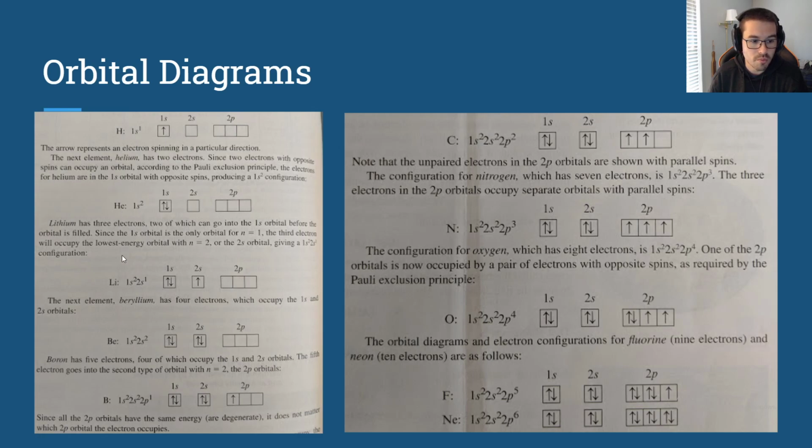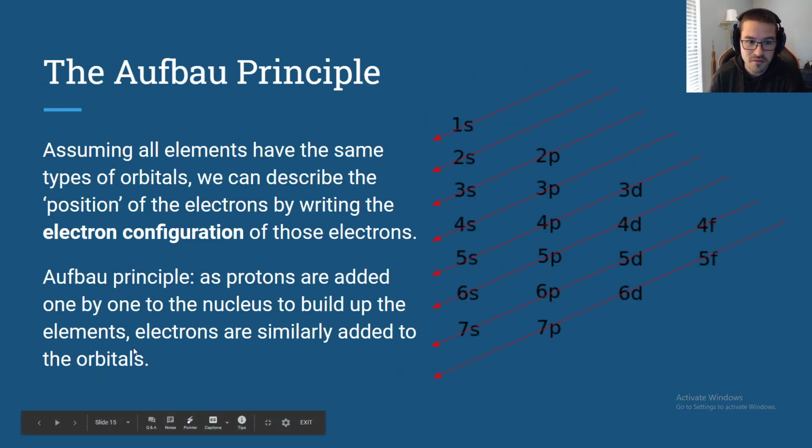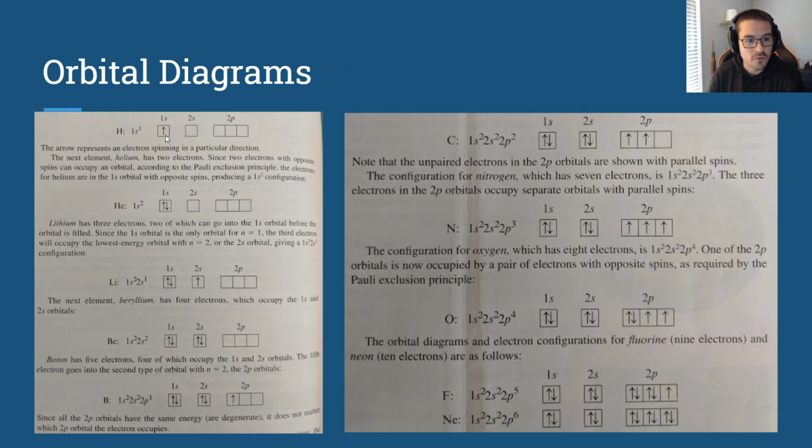And the way that this works is as we build up through the elements, each element gets one more proton, right? So hydrogen is atomic number 1, which means it has one proton. Helium has 2, lithium has 3, and so on and so forth, and we're also going to be adding an electron. Once again, that's what the Aufbau principle says. The name of this is more complicated than the concept. This just says that as protons go up, so do electrons.